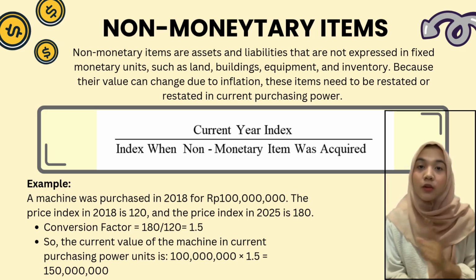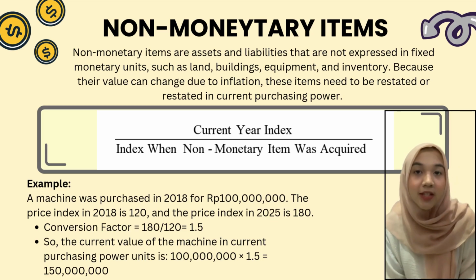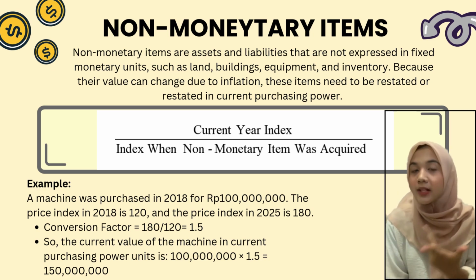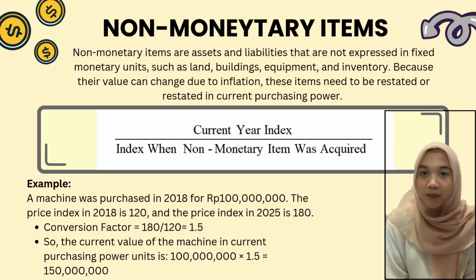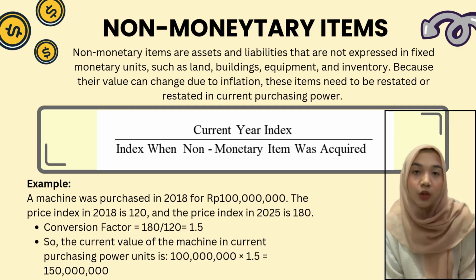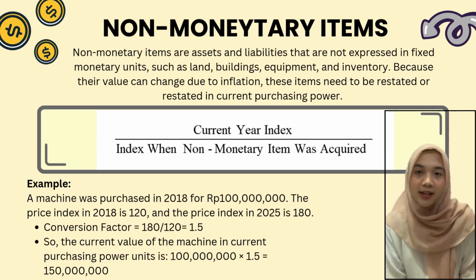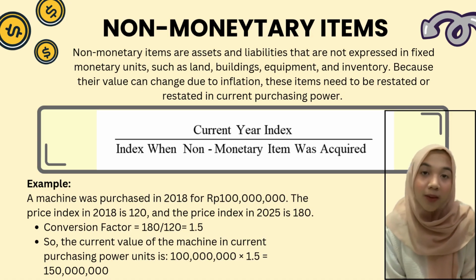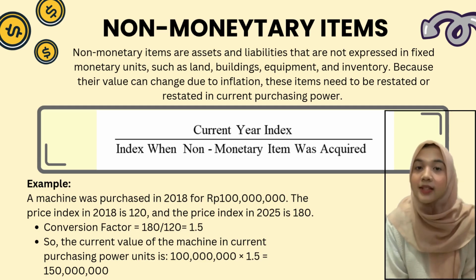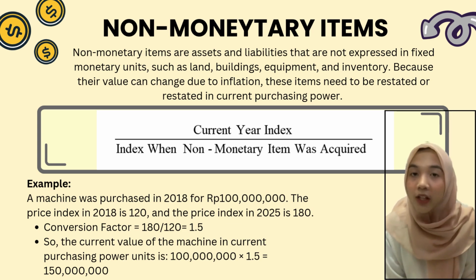Now, in this material, we will talk about non-monetary items. Non-monetary items are assets and liabilities that are not expressed in fixed monetary units such as land, buildings, equipment, and inventory, because their value can change due to inflation. These items need to be restated in current purchasing power. This process is done by multiplying the historical value of the item by a conversion factor, which is the ratio between the current year's price index and the index when the item was acquired. The goal is to ensure that the information in the financial statement remains accurate and reflects the relevant economic value, not just the past nominal value that has been eroded by inflation.